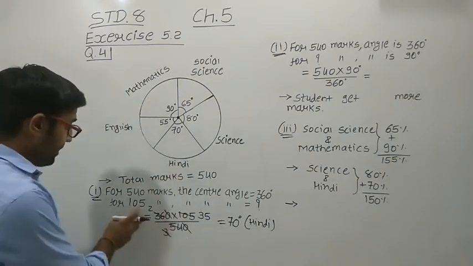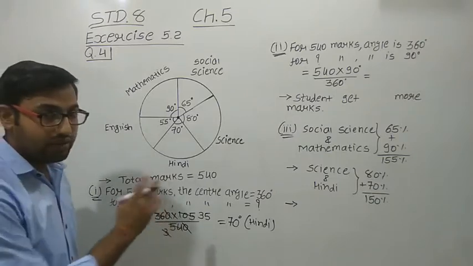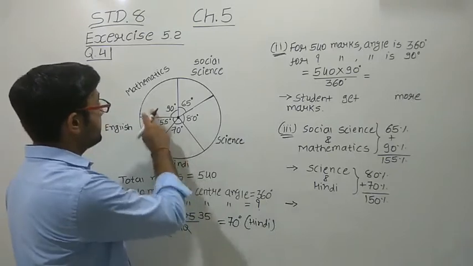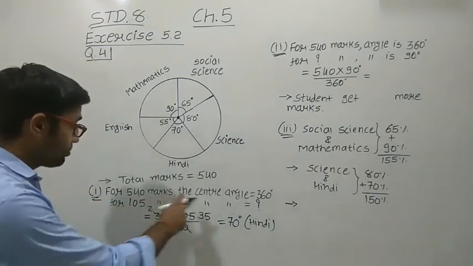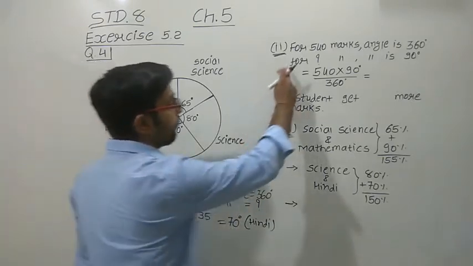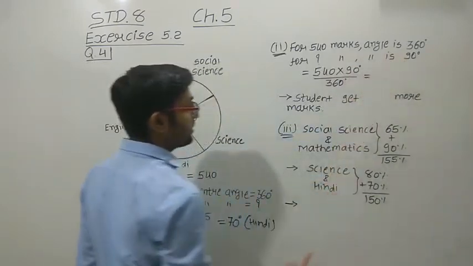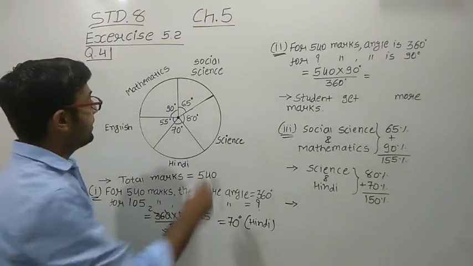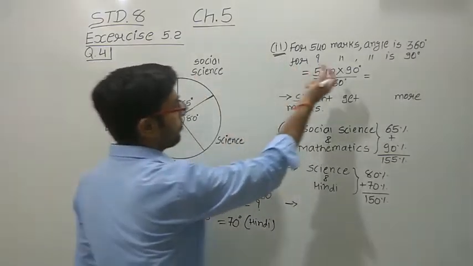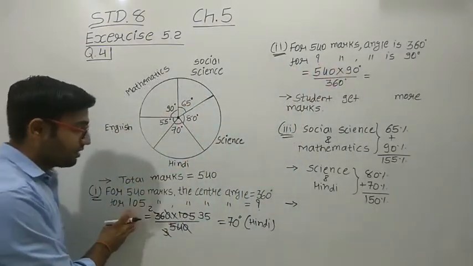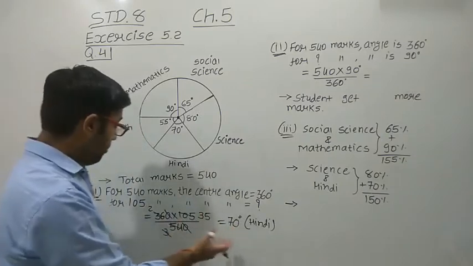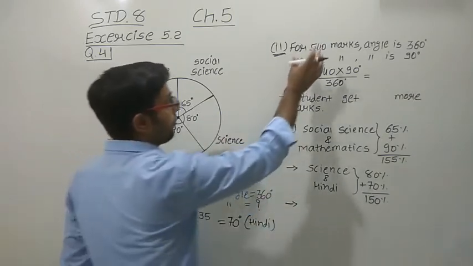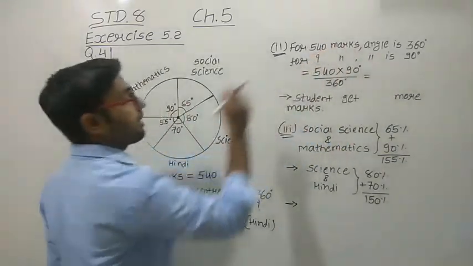So the marks obtained in Hindi, that is 105, we know now. Now we have to find out the marks obtained in mathematics. So again we have to use this same formula. For 540 marks the angle is 360 degrees. So for how many marks is the angle 90 degrees? Here we know the angle but we don't know the marks. Before, we knew the marks but we didn't know the angle. So from the marks we got the angle. In the same way, from the angle we can get the marks.